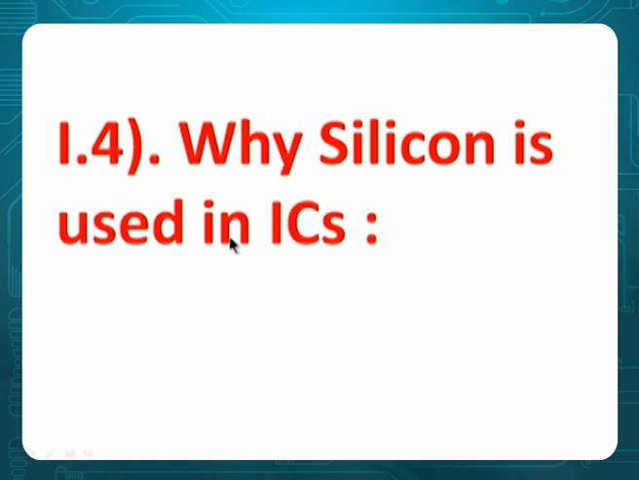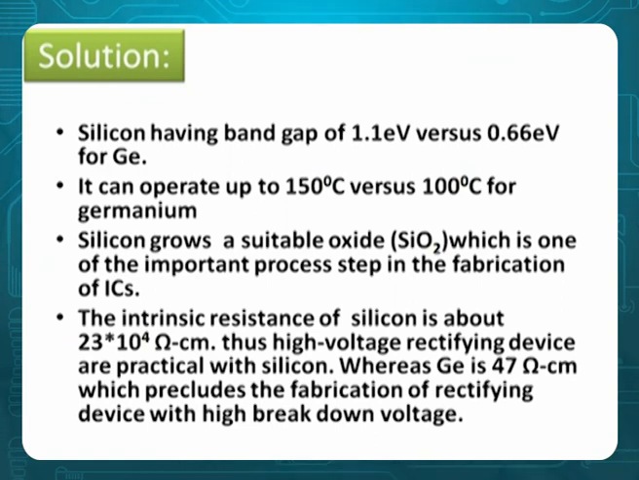Now let me go to the fourth one. Why is silicon used in ICs? Question number 4. Silicon has become more popular for so many reasons. First reason is its energy gap is high. When the energy gap is high, we say it is immune to noise. Second reason is temperature range. It can bear a large range of temperature. Whereas germanium has a smaller range of temperature and its cut-in voltage is very low, therefore it cannot bear noise. Suppose a very small noise comes, it will be affected.